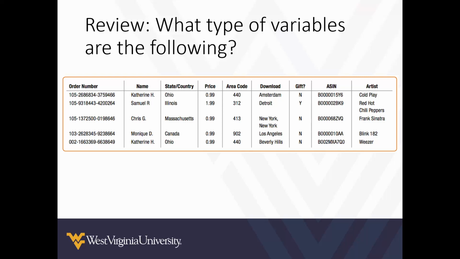Order number is an identifier variable. It has numbers, but it is unique to each case or observation. Name, categorical variable. State, country, also a categorical variable. Price, that's going to be a quantitative variable. Area code, that's another identifier variable. Download location, I see letters, categorical. Gift, yes or no, that would be another categorical.